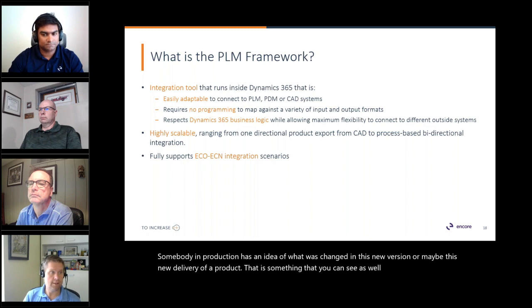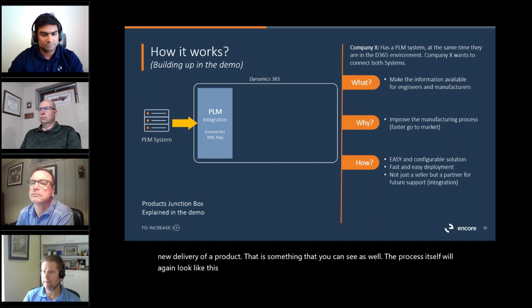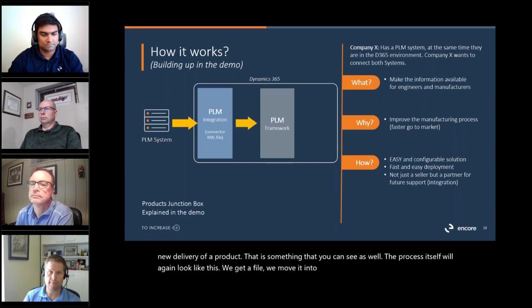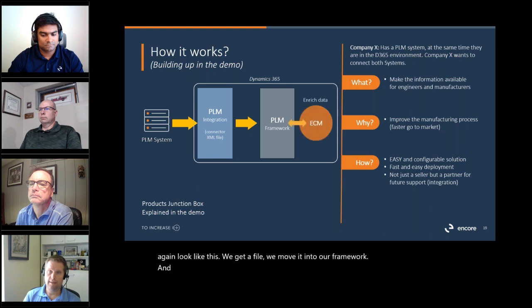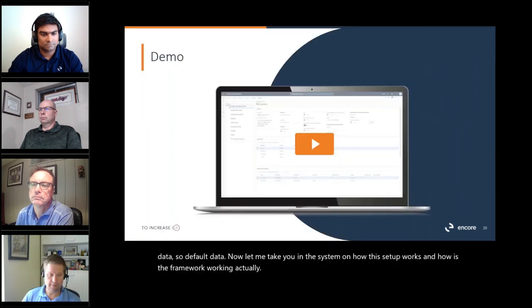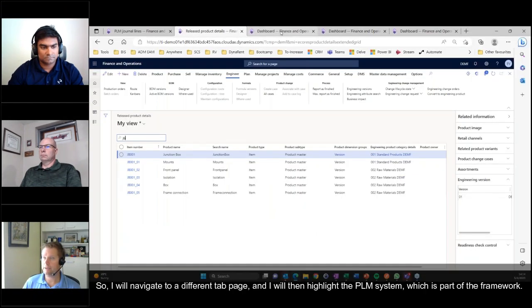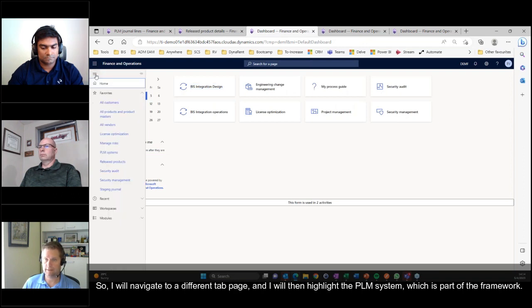The process itself will again look like this. We get a file, we move it into our framework, and then engineering change management will give us a lot of enriched data, so default data. Now, let me take you into the system to show how this setup works and how the framework is actually working. That is my small demo of that. So I will navigate to a different tab page, and I will then highlight the PLM system, which is part of the framework.